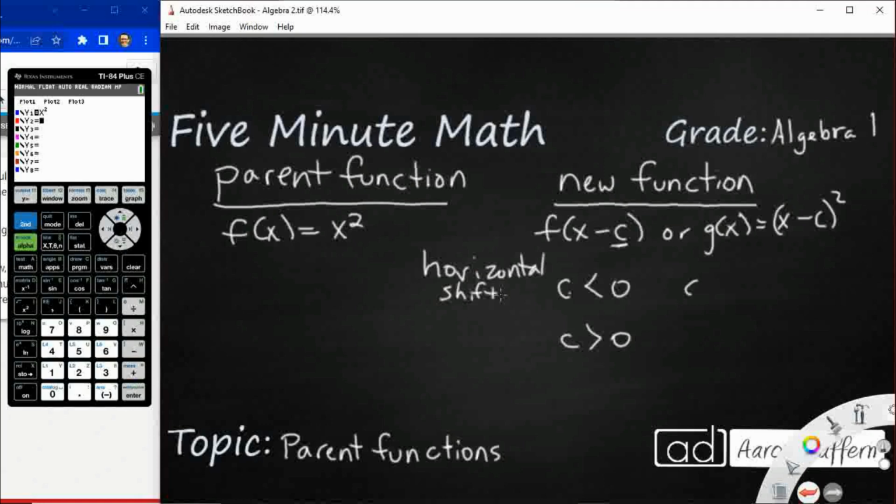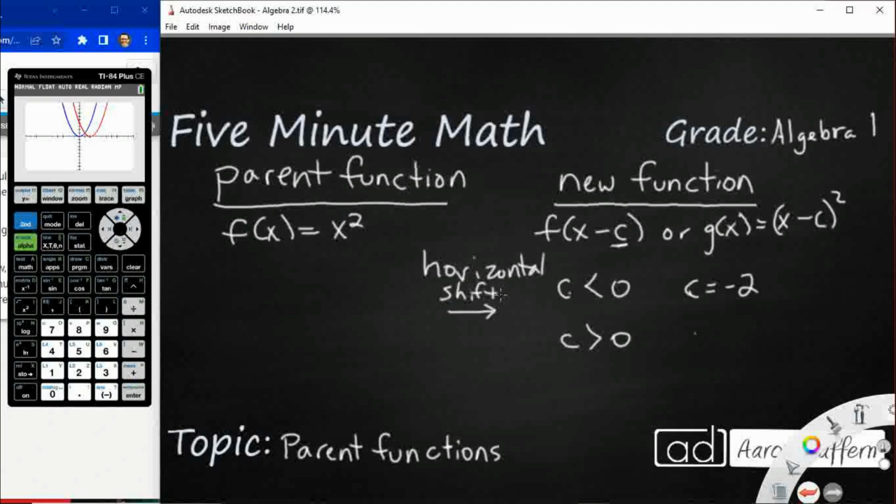So let's do the same thing. Let's say c is going to equal -2. So what that means here is we're going to need a parentheses. We're going to need x, and then we're going to need -2, then close the parentheses, then we square it. Now watch what happens. Even though it's a -2, it actually shifts to the right. So this is one that can trip us up. If it is a negative number, it actually shifts the entire thing on the x-axis to the right.